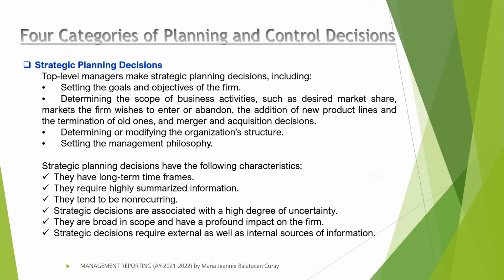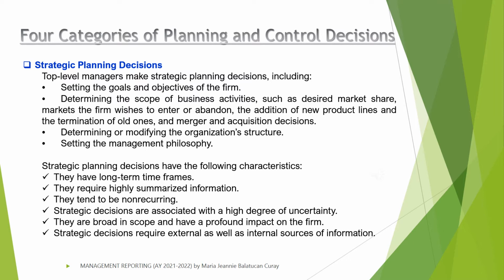Strategic planning decisions have the following characteristics. First, they have long-term time frames. Because they deal with the future, managers make strategic decisions that require information supporting forecasting. Next, they require highly summarized information. Strategic decisions focus on general trends rather than detailed activities. Next, they tend to be non-recurring, which means these are usually one-time events.